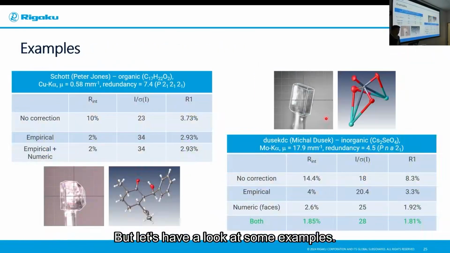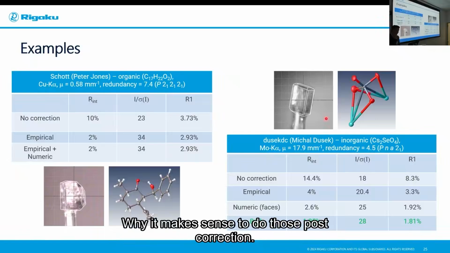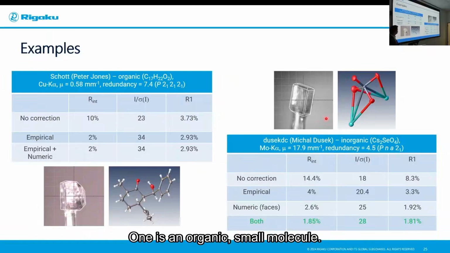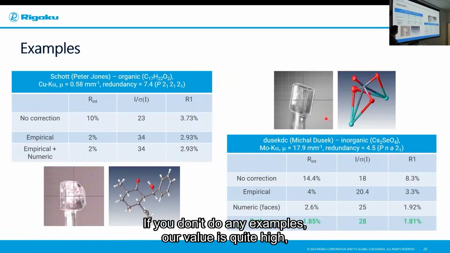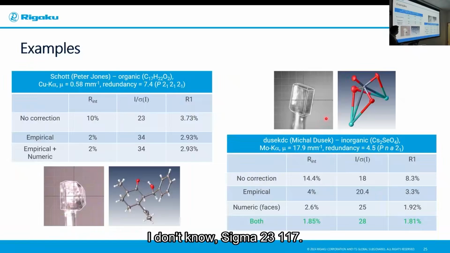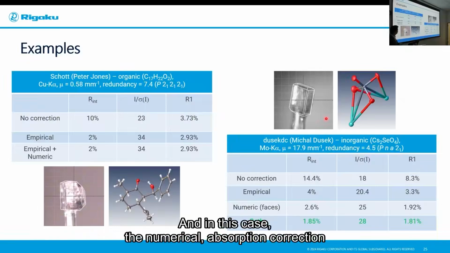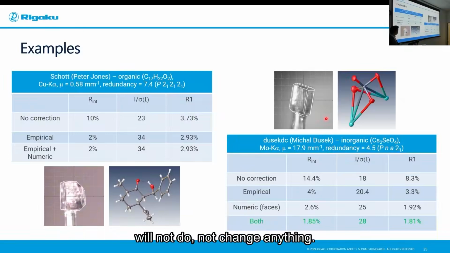But let's have a look at some examples why it makes sense to do those post corrections. So if we don't do any corrections, we have two different examples. One is an organic small molecule. If you don't do any corrections, the R int value is quite high. I over sigma 23, R1 3.7. If we just do the empirical correction, it drops quite a lot. And in this case, the numerical absorption correction will not change anything.